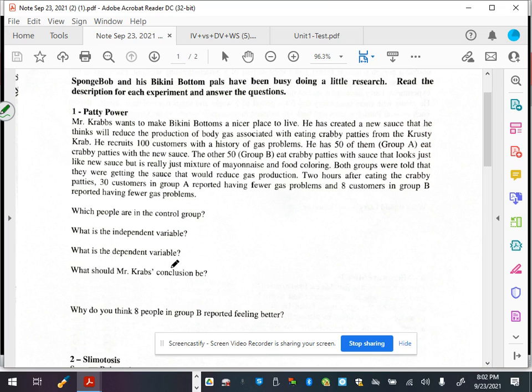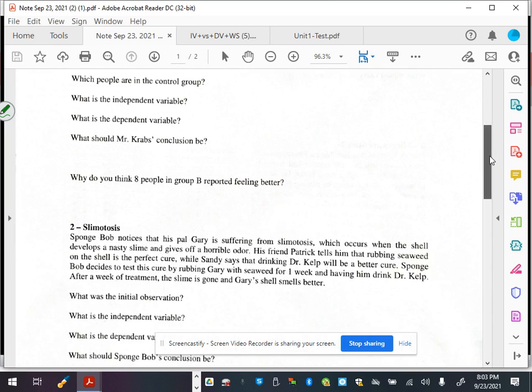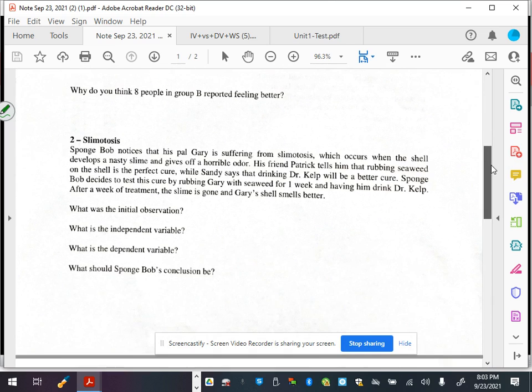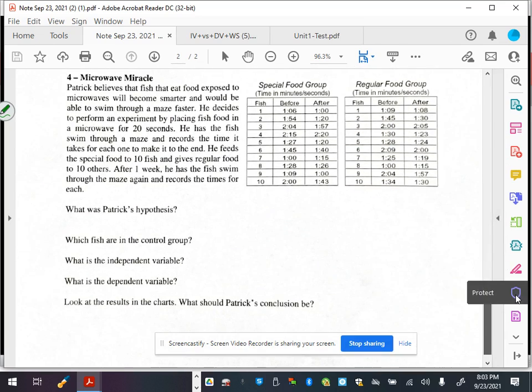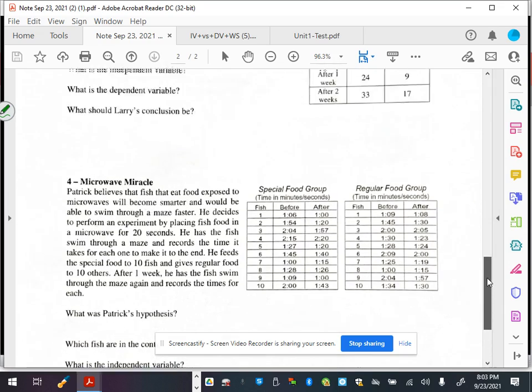Some of these talk about their conclusion. We haven't quite gotten to that yet, but most of you know what a conclusion is. It's what you should take away from this experiment. Was one group affected more than another group? And maybe some other information here to answer. There are 4 different ones that I want you to do, and all of them pretty much have the same questions. This one does ask about his hypothesis, and then what's the control group, which group is the control group, independent and dependent variable, and then conclusions.